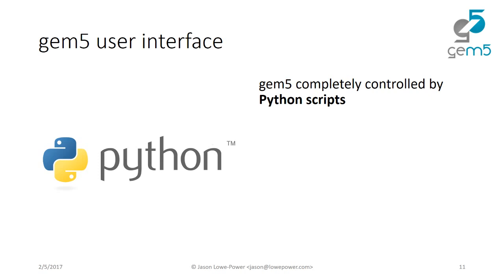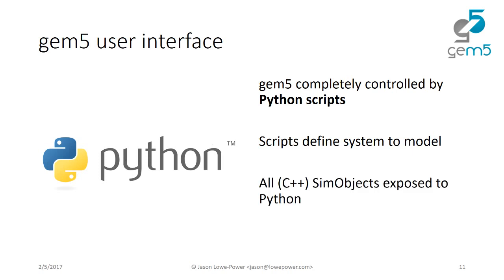The interface to gem5, and this is something I really want to stress, the user interface for gem5 is not the command line. The user interface for gem5 is Python scripts. The way you interface is you write a Python script that configures the simulator, runs the simulator, executes the simulator, and you can do all sorts of things here. But that's how you control gem5. It's not by running it from the command line. These scripts define the system that you want to model. So you can create your entire system in Python. And they also control the simulation.